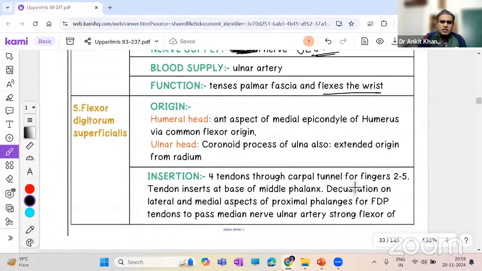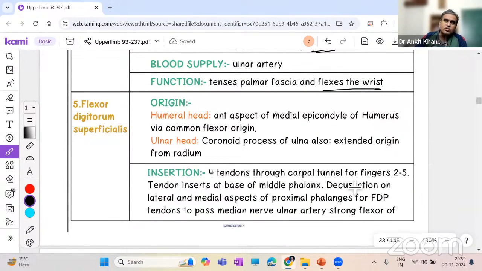It will also flex the wrist. Finally, we have the flexor digitorum superficialis. Again, it's going to all the 4 digits except the thumb. Here you have the origin coming from the epicondyle, and it has an ulnar head also. The origin is a big origin because it's a big muscle, so we have origin from the ulna also. It inserts where? Into 4 tendons through the carpal tunnel that will see fingers 2 to 5. Fingers 2 to 5 means except the thumb, because finger 1 is the thumb. 2, 3, 4, 5, so it's going to 4 fingers.